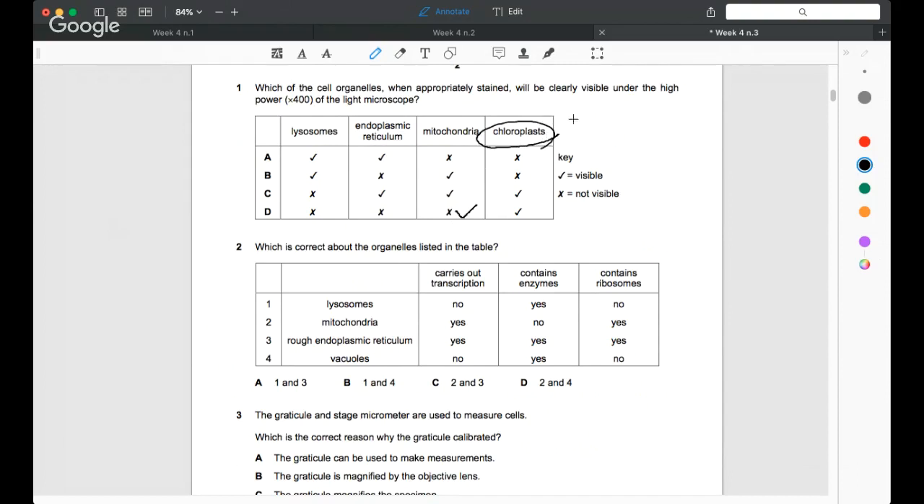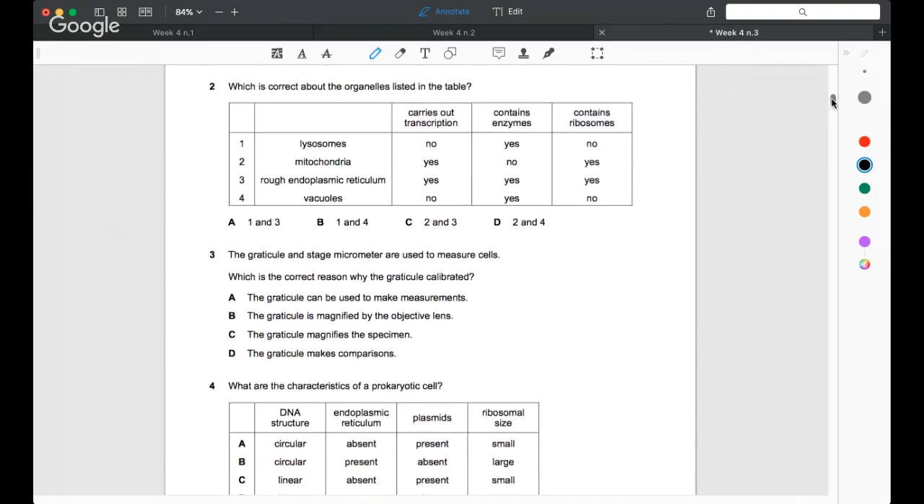And if that said chlorophyll, would that be visible underneath? Well, that's what's stained, isn't it? Yeah, but would you be able to make out the chlorophyll molecules? No. Good. Because they're even smaller than any of these. So they sometimes try and catch you out by that. Just make sure you know chloroplast versus chlorophyll. Okay, cool. Let's go down to the next one.